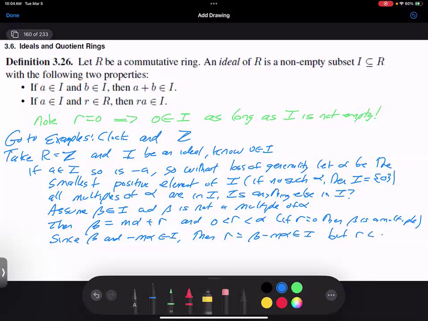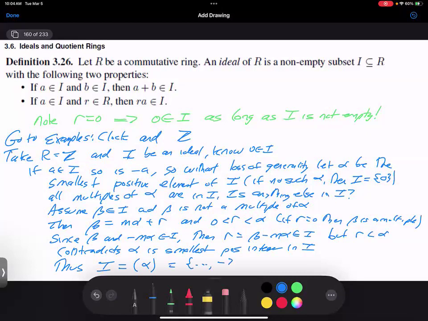But r is less than alpha. Contradicts alpha is the smallest positive integer in I. Thus, I is all multiples of alpha: minus 2 alpha, minus alpha, 0, alpha, 2 alpha, dot, dot, dot.